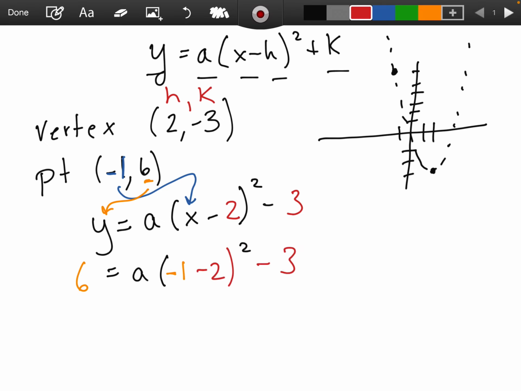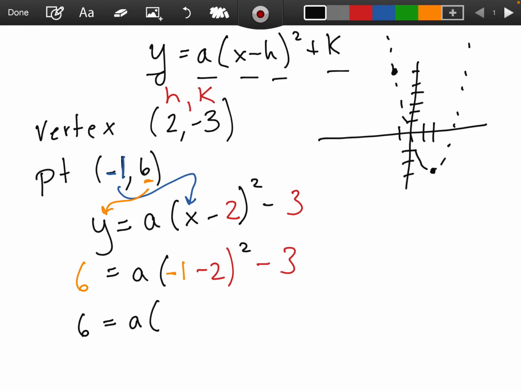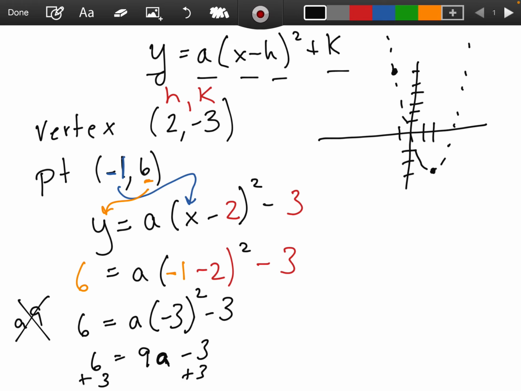So now I just have to be careful because this looks really confusing. I'm going to go to one color just to make it simpler. So 6 I can't do anything with. A I still can't do anything with, but -1 minus 2 is -3. I still have that squared, -3, so I can keep simplifying. -3 squared is 9. So I'm going to say 9 times a because we usually don't write a9, that's going to look bad. And then this -3, I can now say, oh, I just have a simple equation. I want to know a: plus 3, plus 3. I have 9 equals 9a. A equals 1, because I divided both sides by 9.